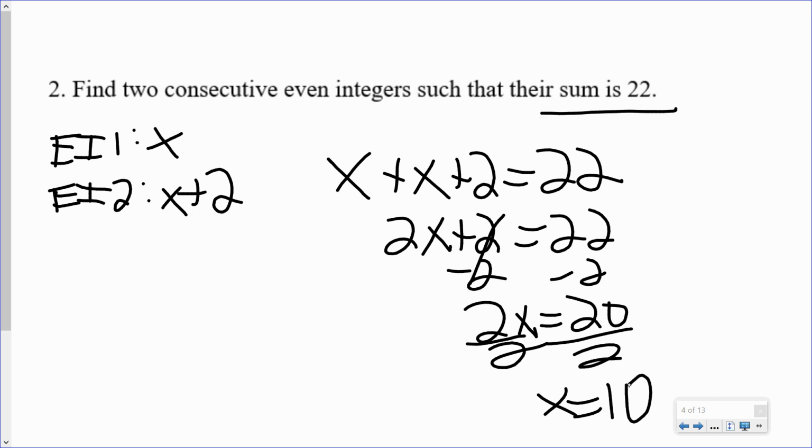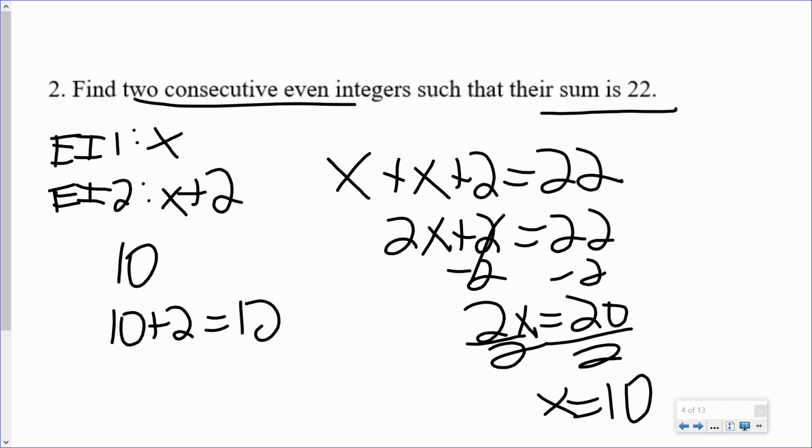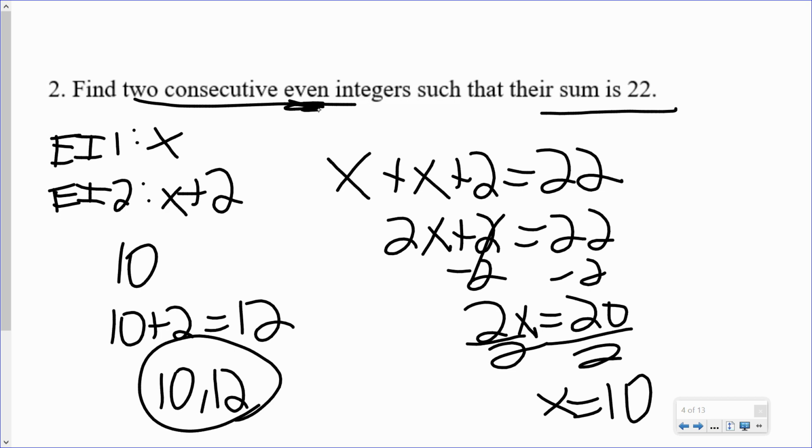I get 10. It's asking for the 2 consecutive even integers. So the first one is x, which is 10. The second one is 10 plus 2, which is 12. So 10 and 12 are my two consecutive even integers. Again, for consecutive integers, x plus 1, x plus 2. For consecutive even or odd, x plus 2, x plus 4.